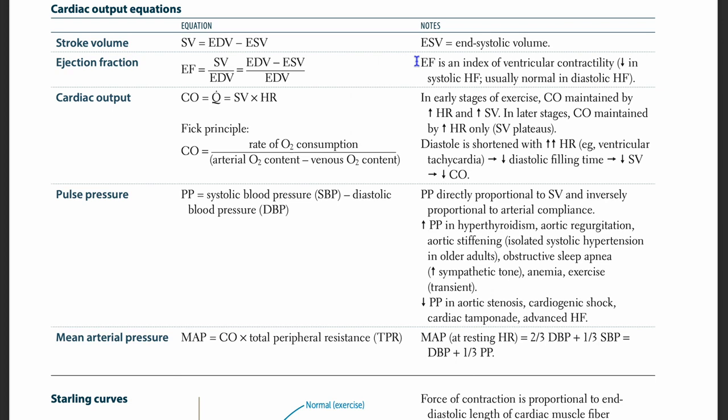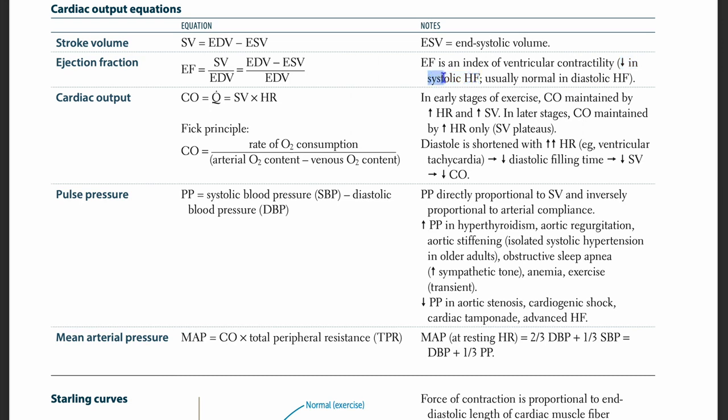So ejection fraction normally is around 55 to 65, I think. So anything lower than that would be decompensated. Ejection fraction is an index of ventricular contractility. That's what it determines. So a decrease in systolic heart failure.